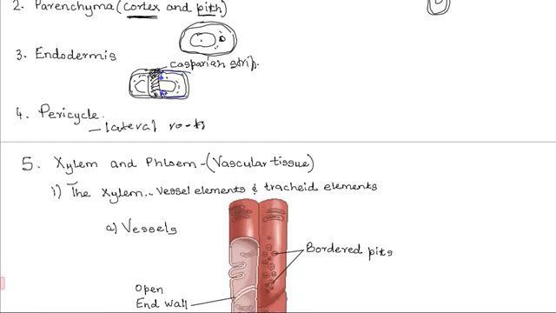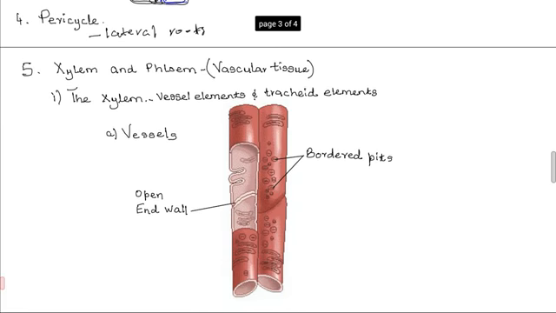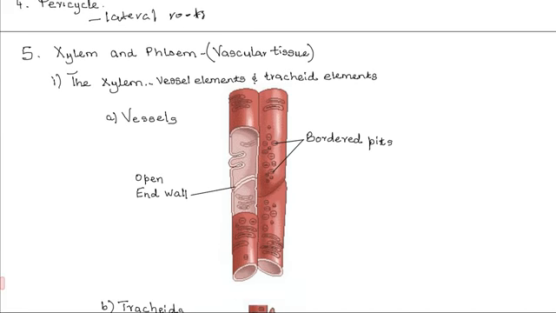Then the xylem and phloem making up the vascular tissue. Starting with the xylem, it consists of 2 different types of dead cells. There are the vessel elements and the tracheid elements.